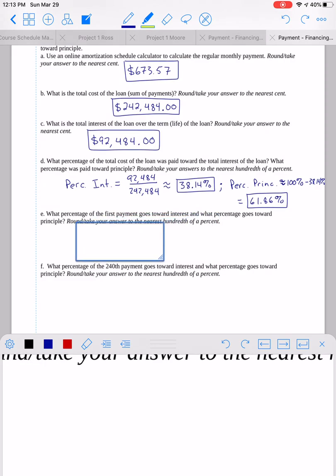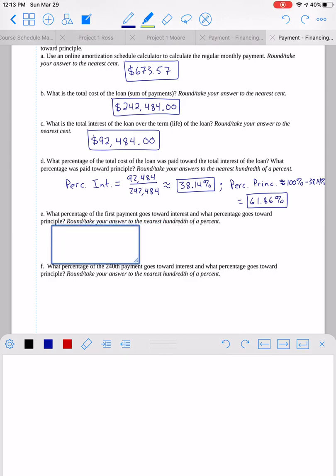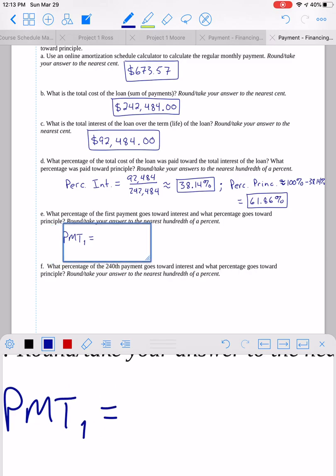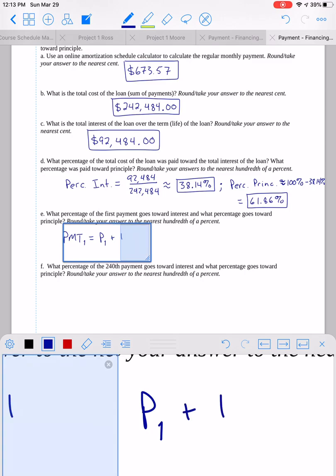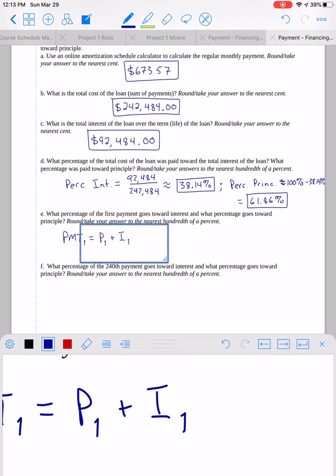Okay, part E. What percentage of the first payment goes toward interest and what percentage goes toward principal? Okay, so we need to look at our first payment in our amortization schedule, and this is where this schedule really shines. So we'll go back to that in just a moment, but I'm going to call the first payment payment 1, subscript 1. So that's our first payment, and we know that every payment consists of the amount of principal paid in that payment plus the amount of interest paid in that payment, and that changes with every single payment that we pay on our mortgage.